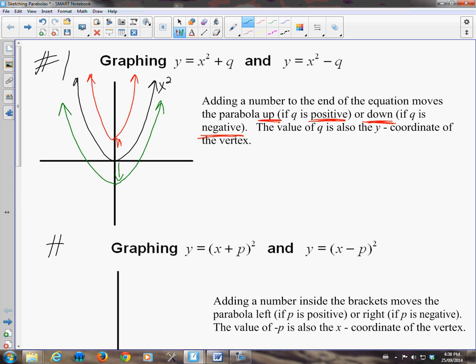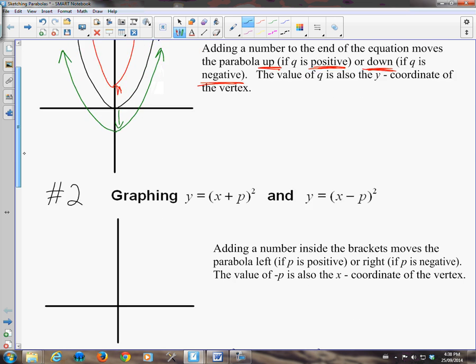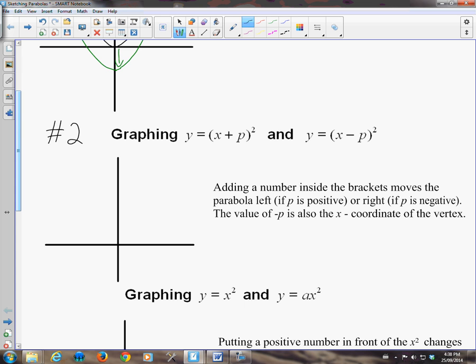The second rule for graphing that you should have noticed: what happens when you add or subtract a number inside the brackets? It's very important to make note of whether something is inside or outside of a bracket. If it's inside the bracket, it will move the shape to the left if it's positive, and to the right if it is negative. It is opposite to what you would think. A positive number goes towards the negatives, and a minus number goes towards the positives.